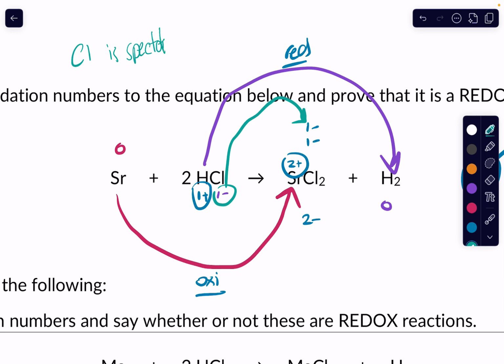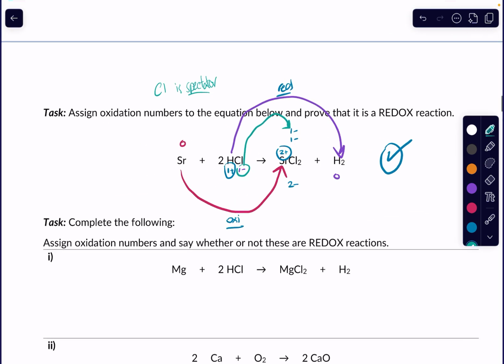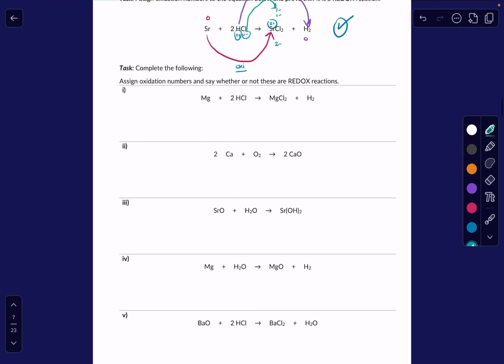which apparently I can't spell under pressure. Oh my God. Spectator. There we go. So chlorine's a spectator in this example. There's no change. What I would like you to do is to engage in that same type of analysis for these.